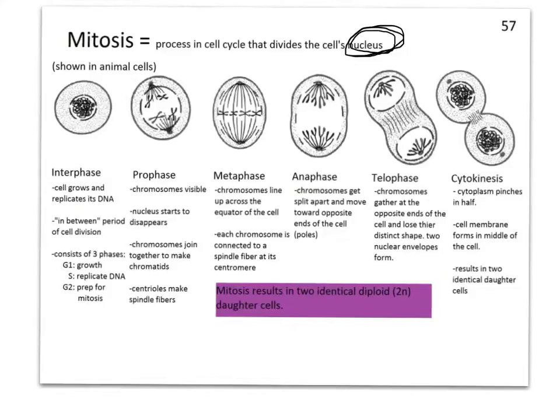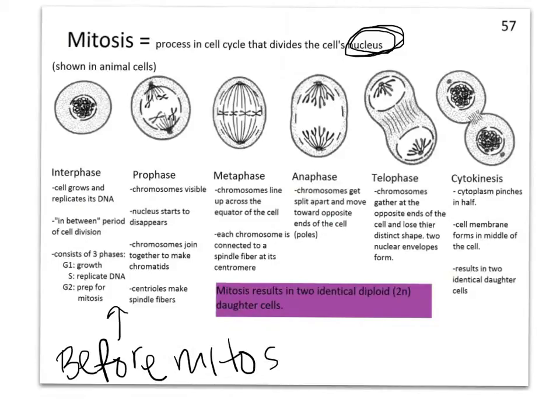Interphase is not technically mitosis, but I wanted to emphasize that it does occur before mitosis. So if you want to make a note at the bottom, before mitosis. Okay, it's the phase where the cell grows and replicates its DNA. In between period of cell division contains 3 phases. G1, S, G2: G1 is growth, S is replication, G2 is prep for mitosis.